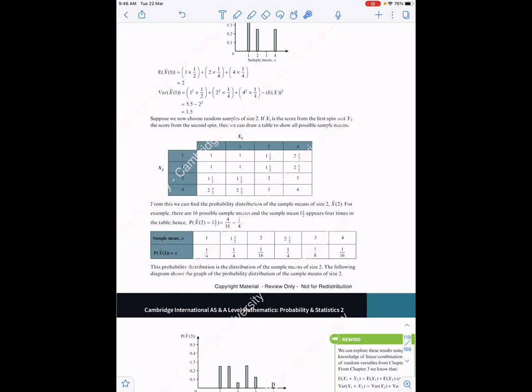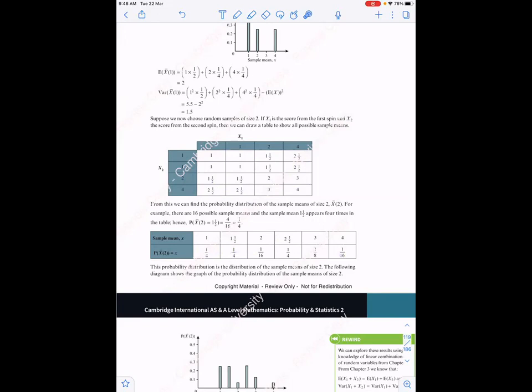Okay? And then if you make a probability table for the means, the probability of getting the mean of 1 is actually 1 upon 4. How? Because 1, 2, 3, 4 out of 16. So 4 upon 16 is 1 upon 4. 1.5 has come how many times? 1, 2, 3, and 4. 4 upon 16, which is 1 upon 4. These are the simplified forms.